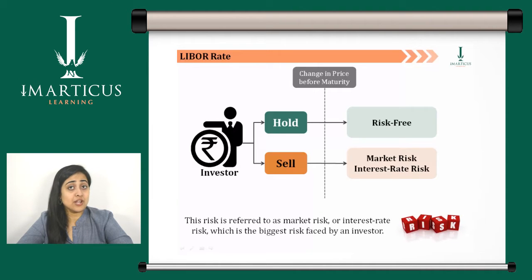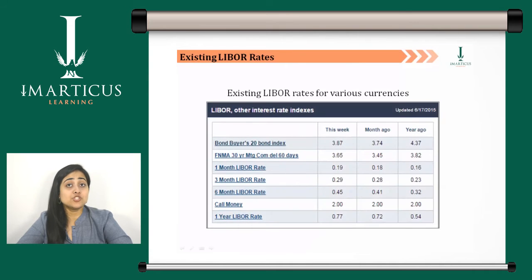Libor rate fluctuation has an impact on performance of the bond, which is basically measured using yield and its relationship with bond price. Libor is published for major currencies on a daily basis in order to facilitate borrowing and lending. In this table, you'll see the Libor rates currently existing in market for Euro, Japanese yen, US dollars, Swiss francs and pounds.